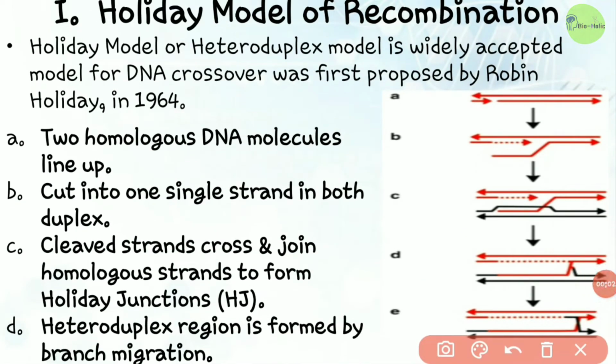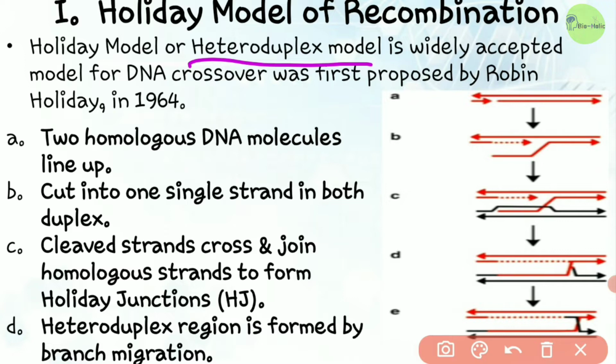So Holliday model of recombination is also called heteroduplex model, and it is the widely accepted model for DNA crossover, and it was first coined by Robin Holliday in the year 1964. So let's see the process of Holliday model.